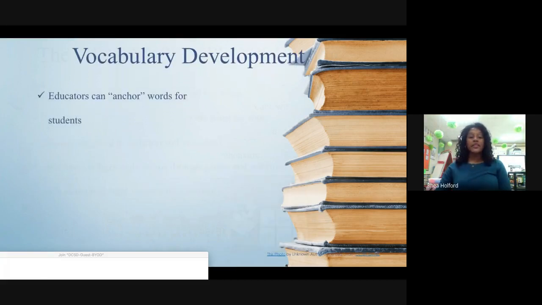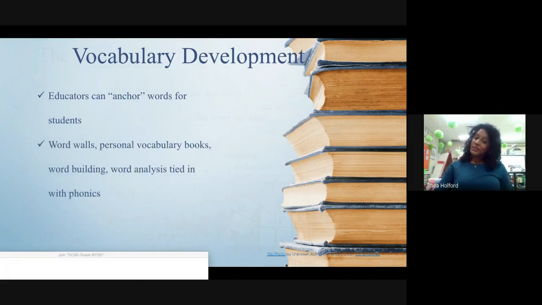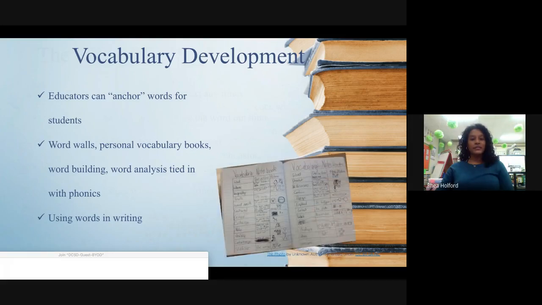Vocabulary development. Educators can anchor words for students: word walls, like we said, personal vocabulary books, word building, word analysis tied in with phonics. Kindergarten is big on word walls. We were virtual, so I don't have a word wall up. Vocabulary development. Educators can anchor words for students, word walls, personal vocabulary books, word building, and word analysis tied in with phonics, using words in writing. So vocabulary book, that's something that we use in kindergarten.